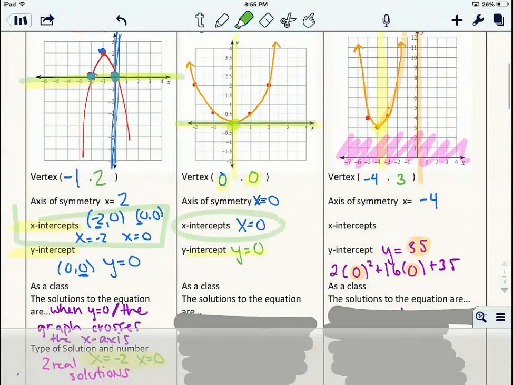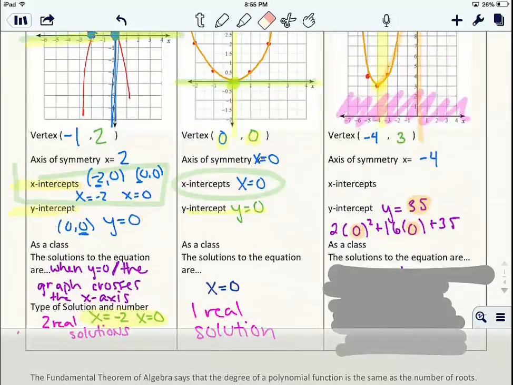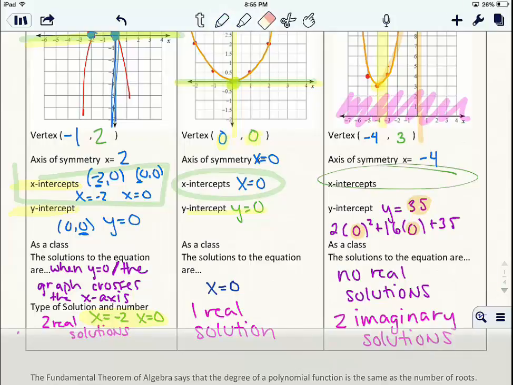that's when x equals 0. So our solution is x equals 0. There's one of them. So we have one real solution. And then lastly, if we look here, it doesn't ever touch. So because we had nothing right here, there are no real solutions.